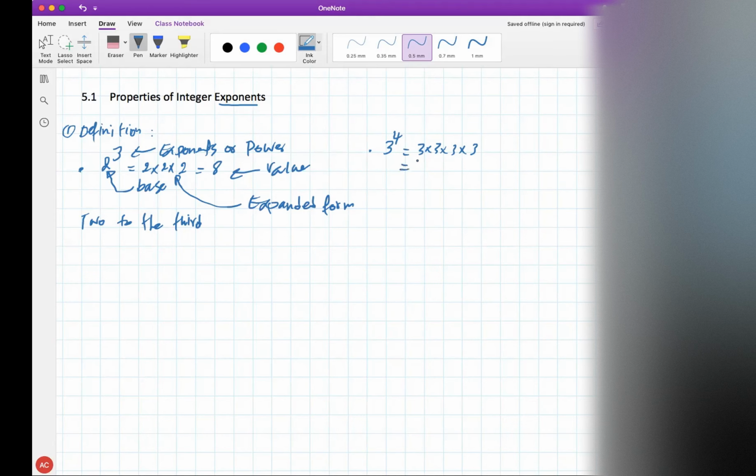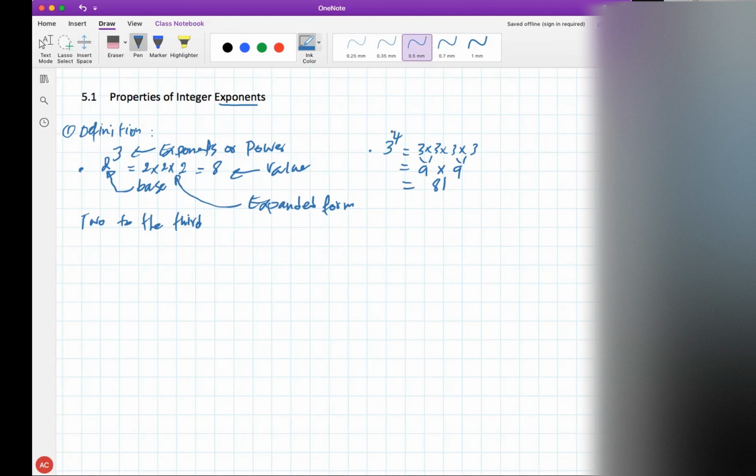Once you expand it, then you try to simplify. Don't try to do the whole thing at once. Maybe do 2 at a time. 3 times 3 is 9. Then do the other 2 together, that's 9. Come back again and do 2 at a time. To multiply these 2, we get 81. So that's 3 to the 4th power: we expand and we multiply.